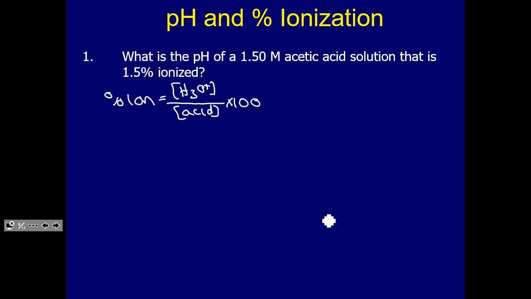pH is equivalent to H3O plus. It's just we have to negative log it. So when it's asking for a pH, I need H3O plus first. Substitute your information in and solve for H3O plus. I am not going to do that with you today. And then take the negative log of the answer you get.